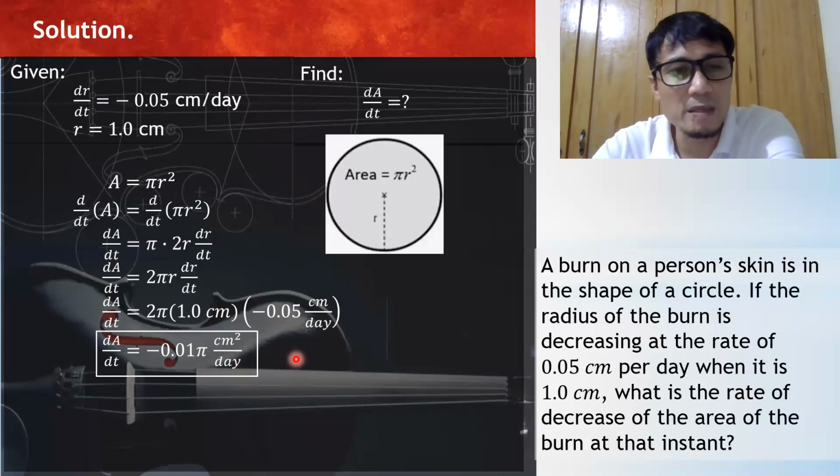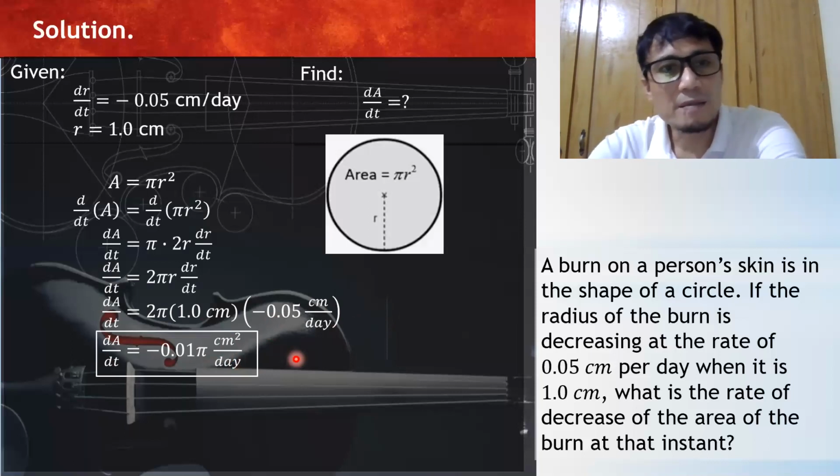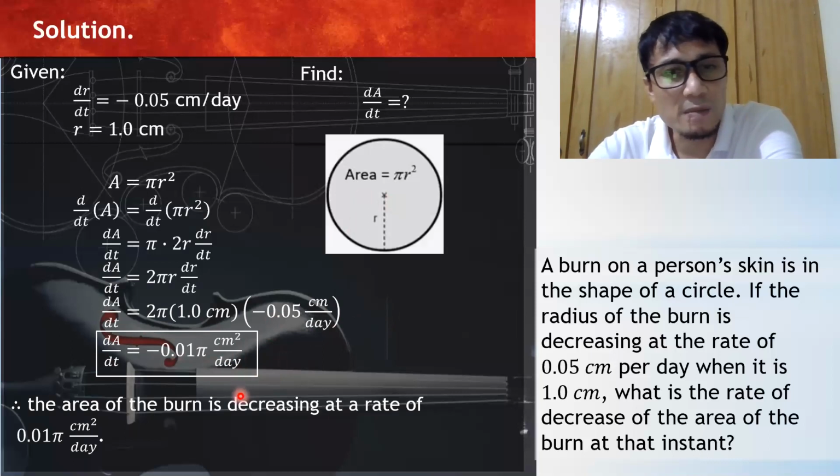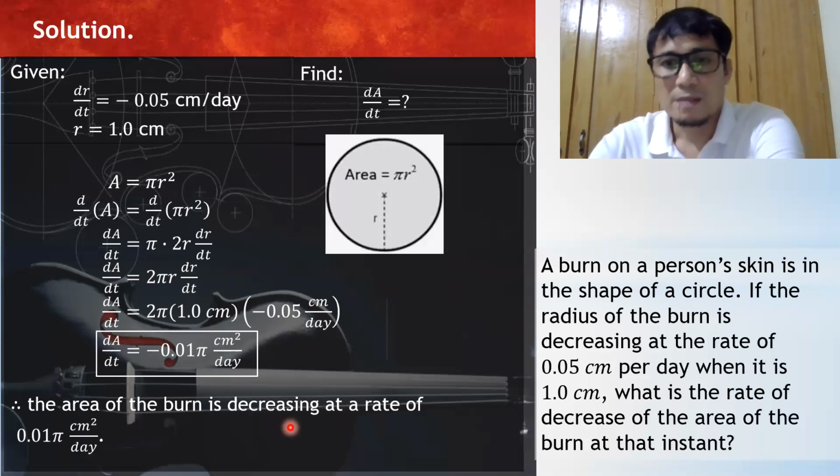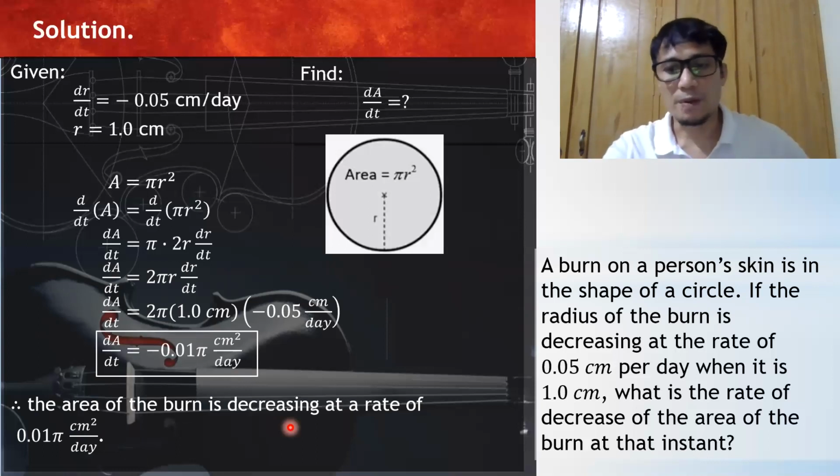Again, what do you mean by this? It means that the area is decreasing. The area of the burn is decreasing at the rate of 0.01 pi square centimeter per day. Okay, so that's our second example.